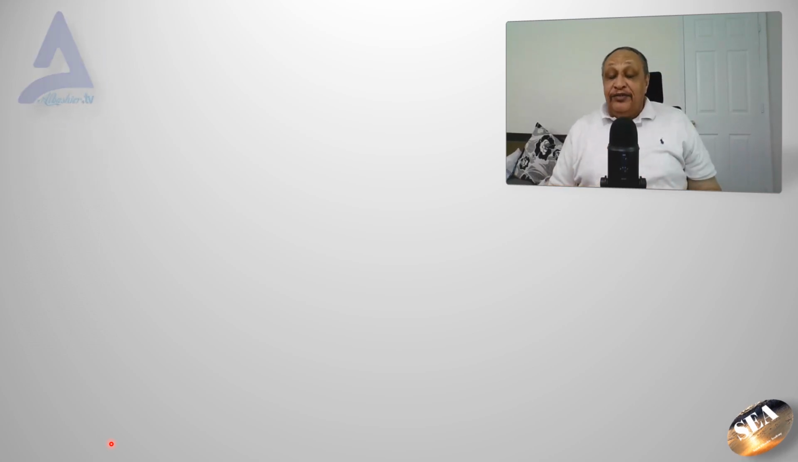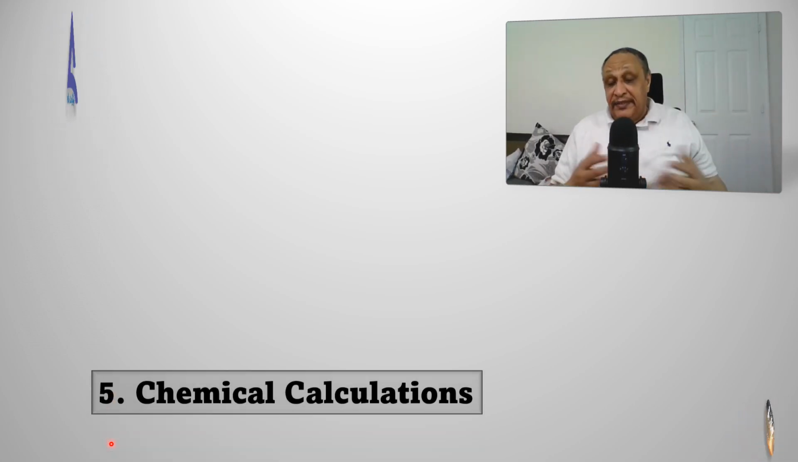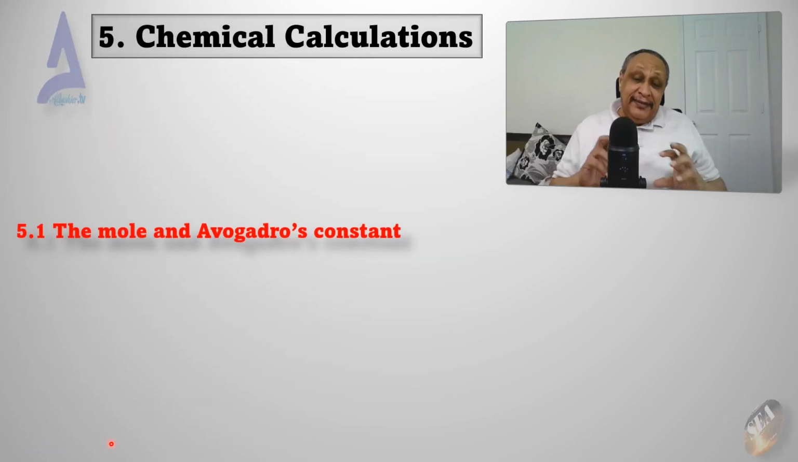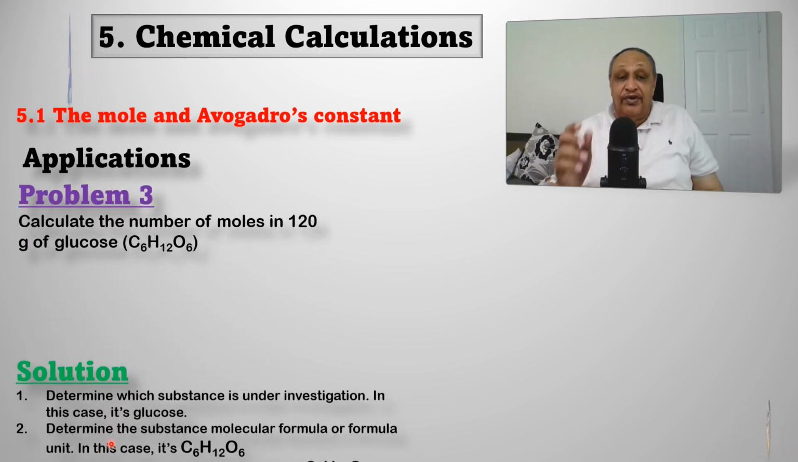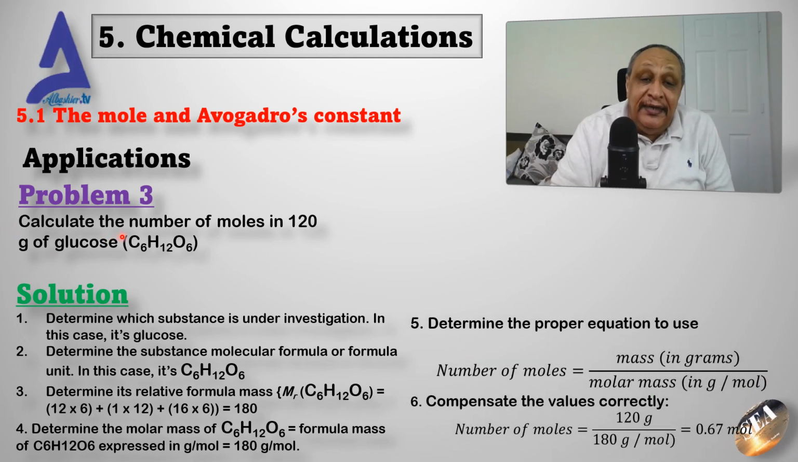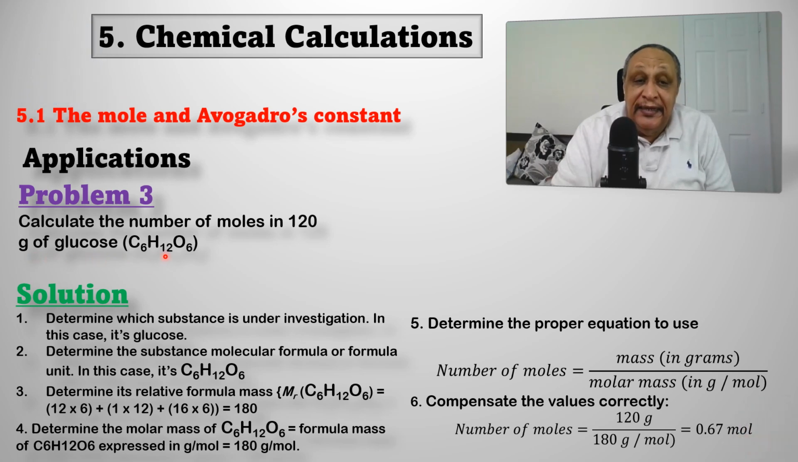Here we are going back to ask for a new thing, which is the number of moles this time, but there is a little difference between the first and third examples or problems. Let us see what is going on. Calculate the number of moles in 120 grams of glucose. And this is the molecular formula of glucose. I said the molecular formula, I didn't say the formula unit, because this is an organic substance which has covalent bonds.